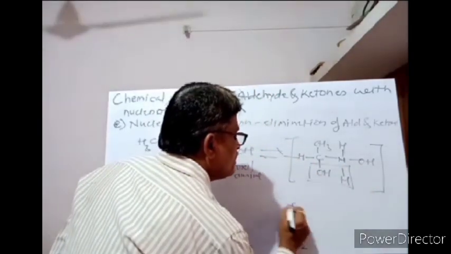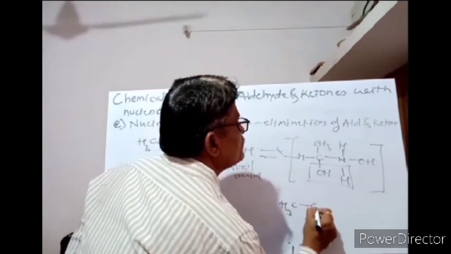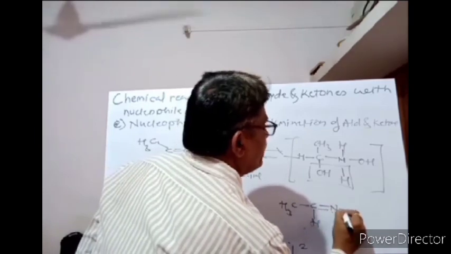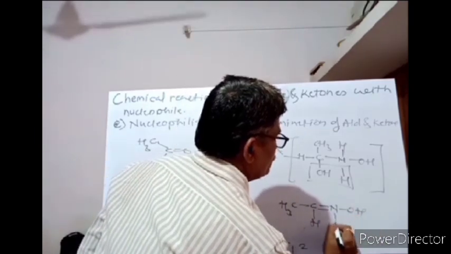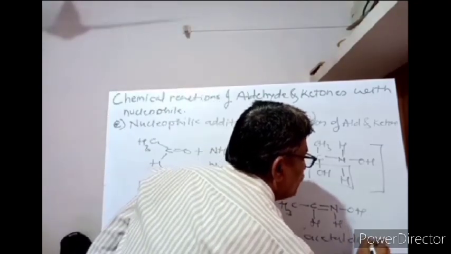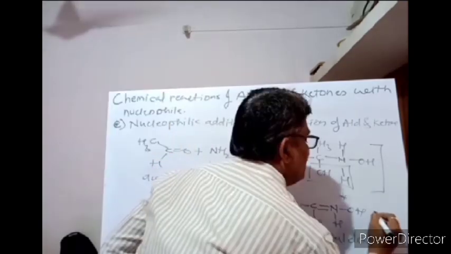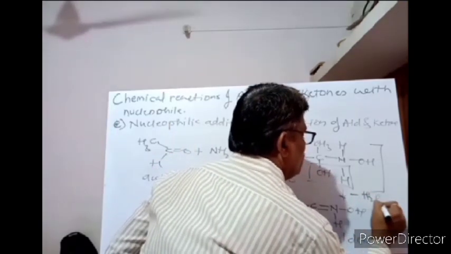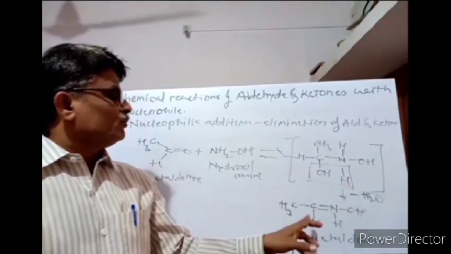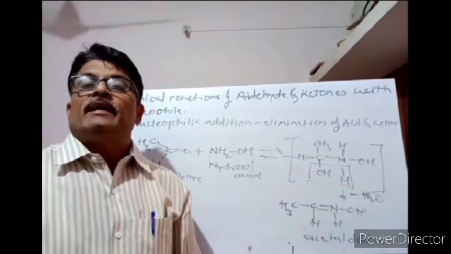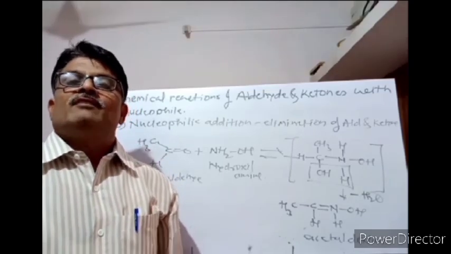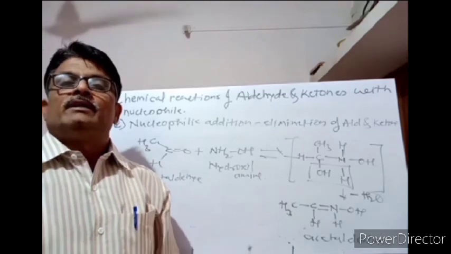Here is CH3 CH double bond N OH. This is called acetaldoxime. By elimination of a water molecule, the hydroxyl group and the hydrogen of the amine group, acetaldoxime is formed. The reactions are given in our book.